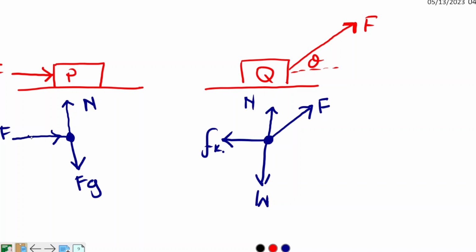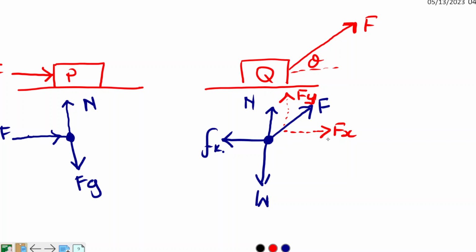This one, the friction will be on the opposite side. I'm not going to do the friction on this one. Okay, so for block Q, we know that when you have a force that is diagonal, that force has two components. It has F of X, the horizontal component, and F of Y, which is a vertical component.